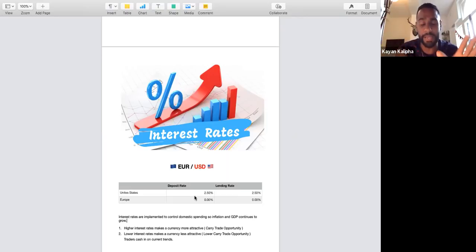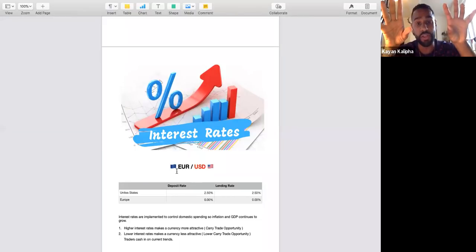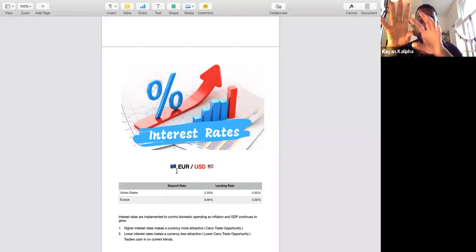So just to make this clear, if I want to buy the US dollar against the euro, so if I'm going to invest in the US dollar against the euro, remember, if I'm trading the euro USD exchange rate, that basically means for me to buy the US dollar, I first have to own euros and then I have to sell my euros in exchange to buy US dollars. And that's how I buy the US dollar against the euro. So in order to do that, you have to invest in the euro first.